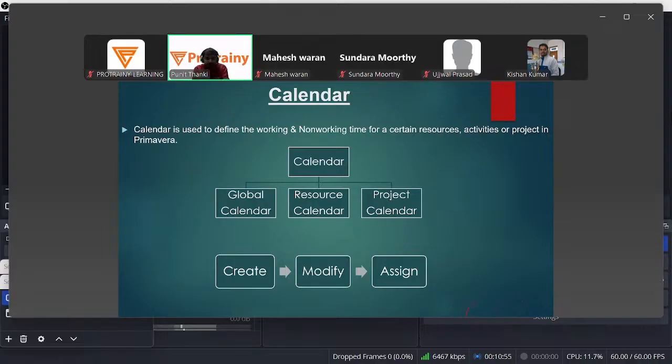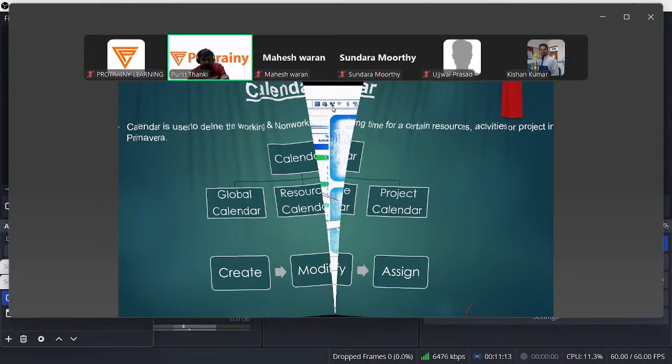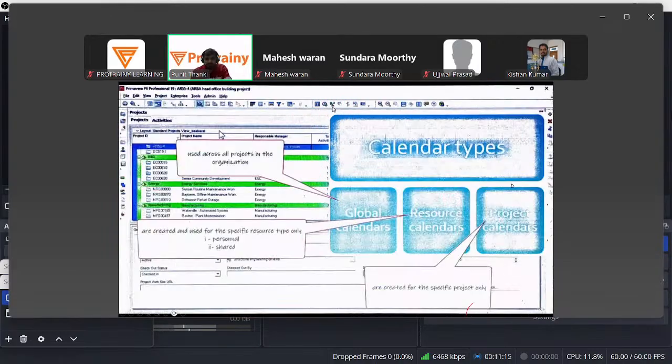In the work breakdown structure, I have to assign some activities. So these are the key pillars, like calendar, because see, we are following different calendars. Some other countries follow different calendars. So calendars are divided into 3 types: global calendar, resource calendar, project calendar. See, these are the calendar types: global calendars, resource calendar, project calendar.